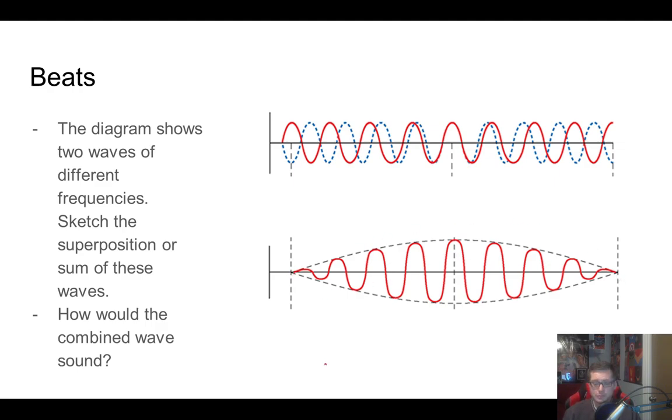So when you actually hear this and they're slightly off one another, they sound like they're getting louder and then softer. They go wah-wah. It's pretty beautiful, right?